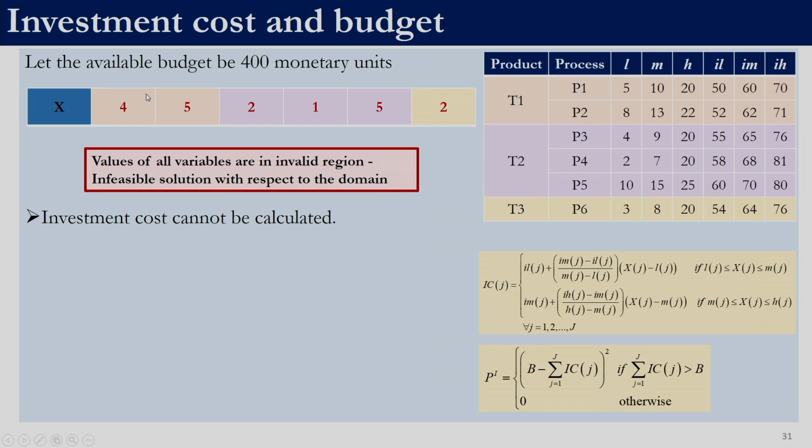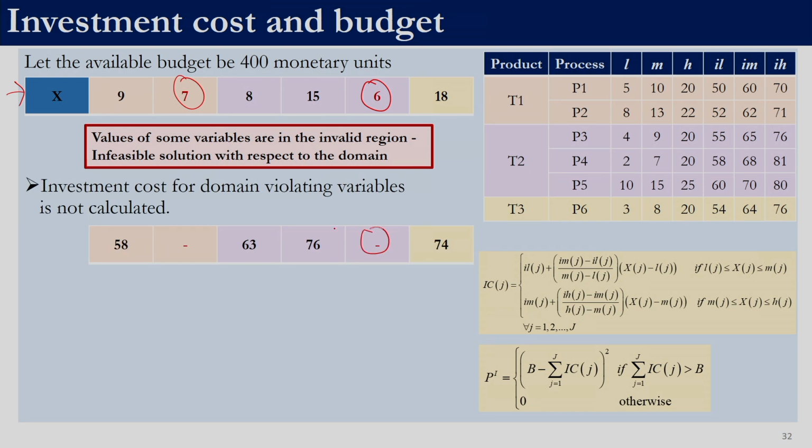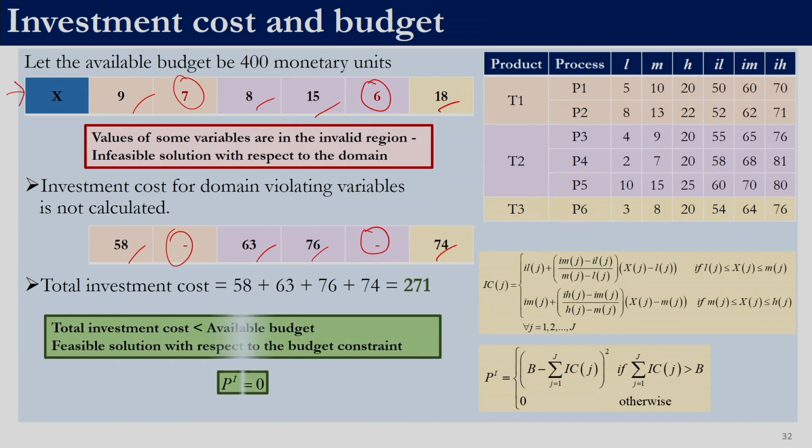This is another example. In this example all the 6 variables actually violate the domain constraint. If you see 4, 5, 2, 1, 5, 2, it is actually less than these values. So in this case the investment cost itself cannot be calculated. Over here we have 2 variables which are not satisfying the domain constraint, and for those 2 variables we cannot calculate the investment cost. For the rest of the 4 processes, you know how to calculate the investment cost. The total investment cost over here is 271. The amount that is available is 400. So this condition is not satisfied for this solution.